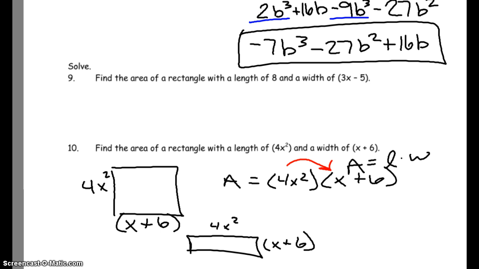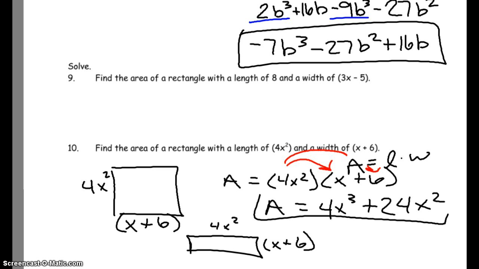So we have 4 times 1 is 4, x squared times x is x cubed. We have to continue and distribute to our last term. So 4 times 6 is 24, so we have plus 24, and we only have the x squared, so the area of this particular rectangle is 4x cubed plus 24x squared.